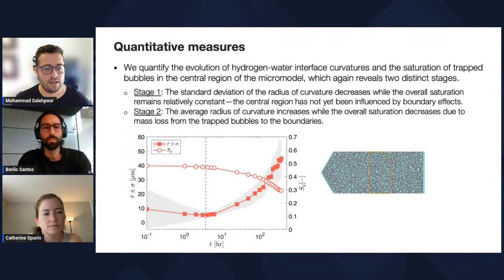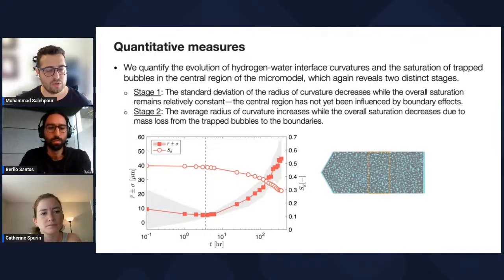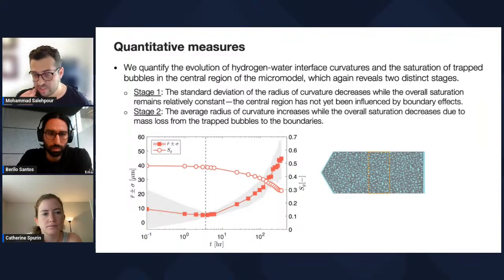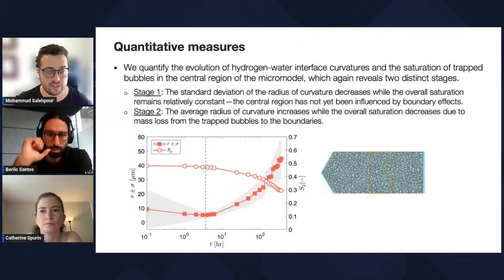We can see that during the first 5 hours, the changes in saturation and also the average radius of curvature are minimal. However, the standard deviation reaches its minimum value, which shows that bubbles are reaching local equilibrium and their radii of curvature are similar between the ones that are trapped in this field of view.